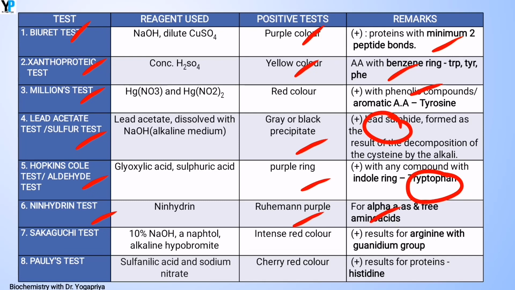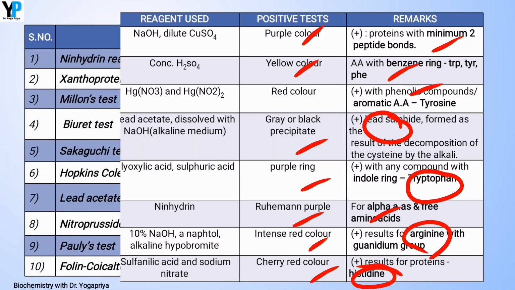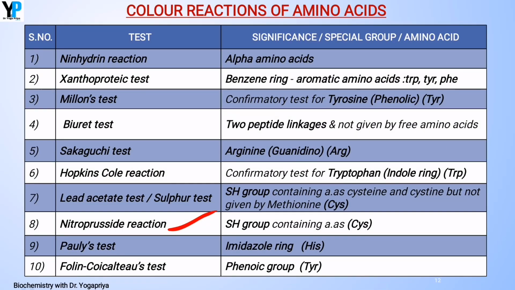And the next one is the Sakaguchi test. It forms a deep red color, and this is mainly positive in case of the guanidinium group containing amino acid, nothing but arginine. And the final test is Pauly's test. It forms a cherry red color, which is positive in case of the imidazole ring containing amino acid, that is histidine. Other than the 8 color reactions of proteins, we also have the nitroprusside test and also the Folin-Ciocalteu test. The nitroprusside test is specific for the sulfhydryl group containing amino acid, that is cysteine, and the Folin's test is specific for the phenol group containing amino acid, that is tyrosine.